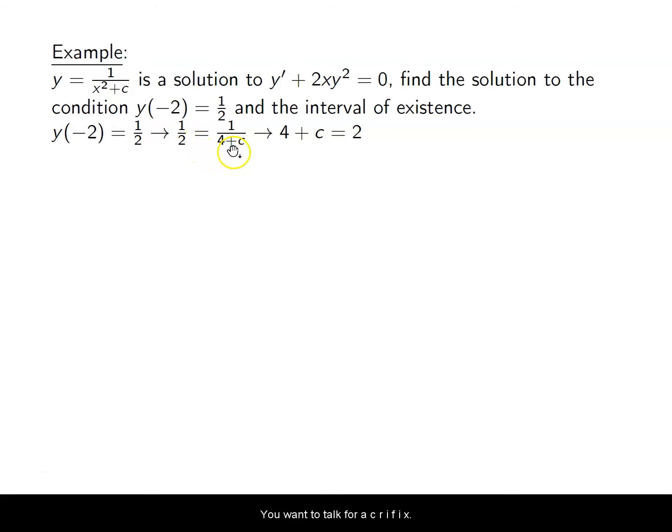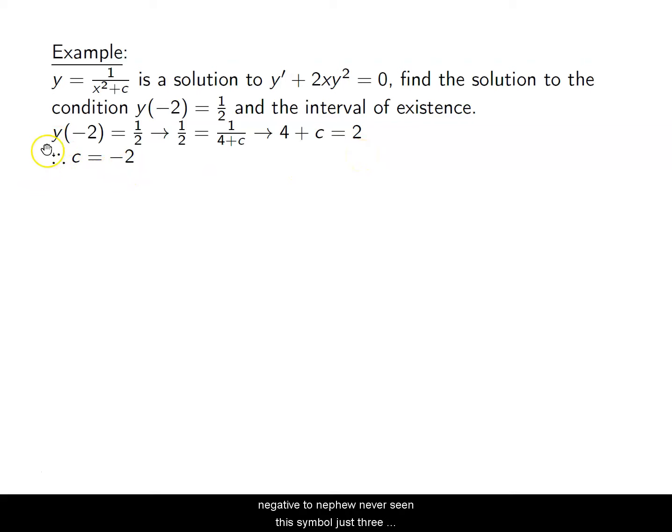And when I solve for c, if I multiply by 4 plus c on one side and times 2 on the other, my equation turns into this, right? I'm not going to bore you with the details. You guys are good at math. Subtract 4, and I got c is -2.